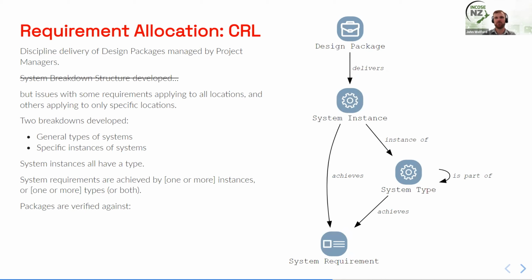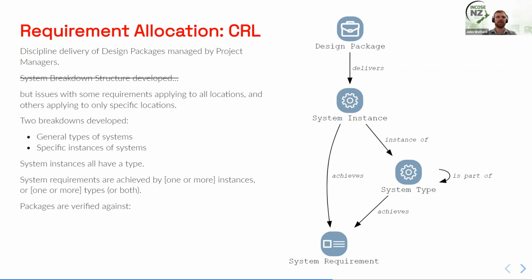So for example, we may have a requirement about the length of platform 1 at Out Here Station, and we might have another requirement that is about the loading capability of all platforms at all stations. What we didn't want to do is duplicate that loading requirement 10 or more times and apply it to every single platform at every single station, because that would have exploded the number of requirements that we needed to manage. But we needed some way of being able to apply it multiple times. And so this is the way we came up with to achieve that.